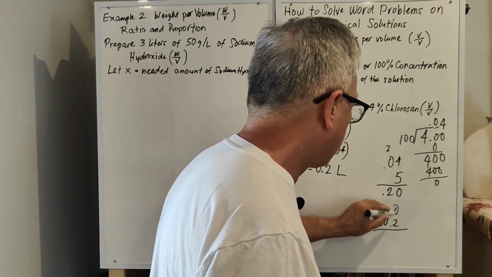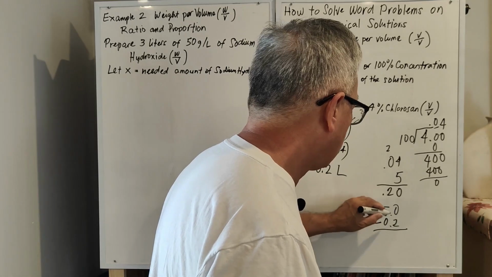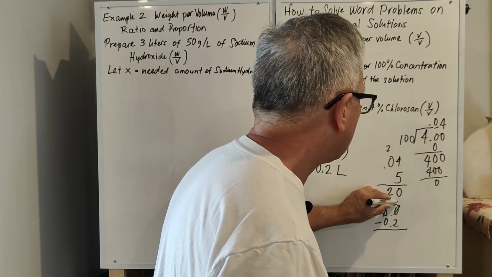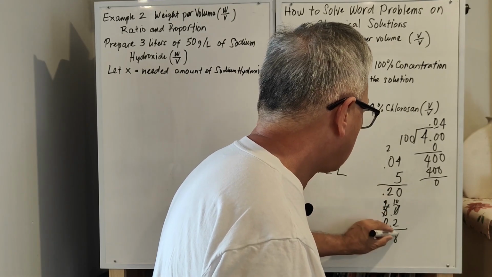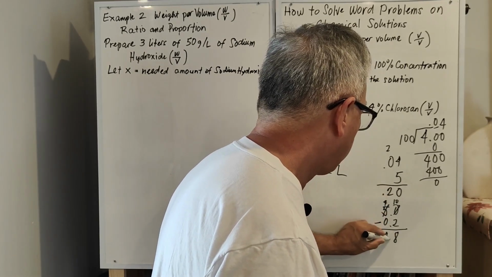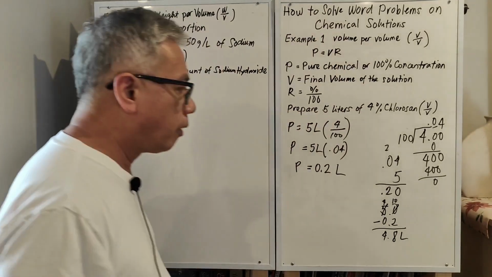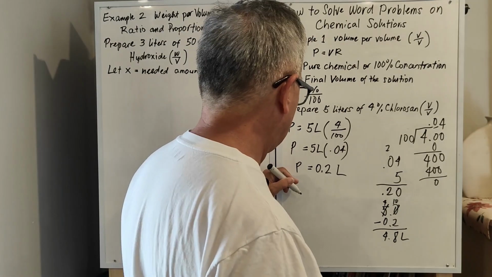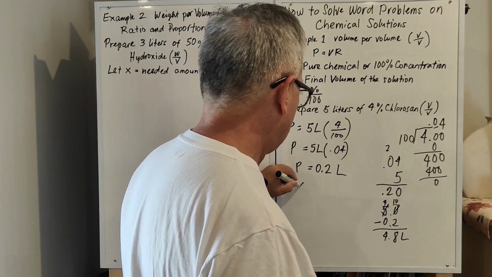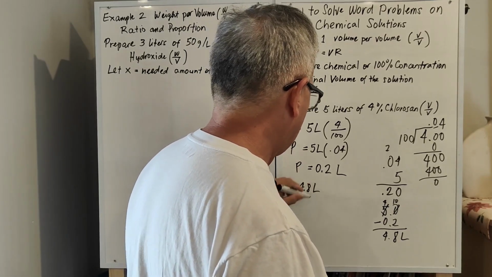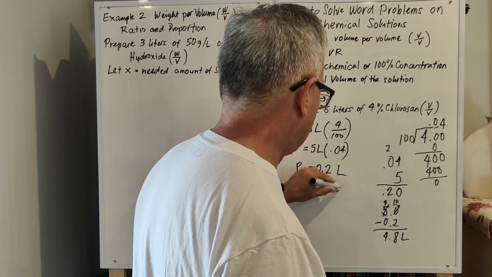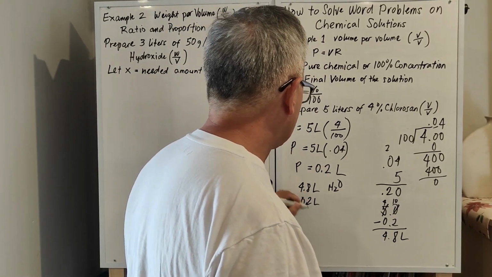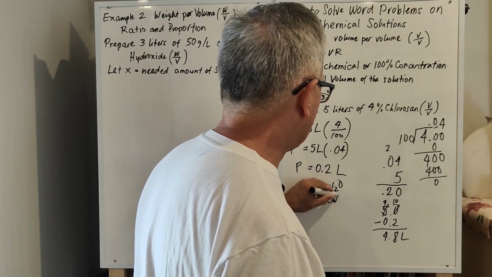So we cannot subtract, so it has to borrow. So this becomes 4, and this becomes 10. 10 minus 2 is 8. This becomes 4. So we need 4.8 liters of water and 0.2 liters of chlorosan.